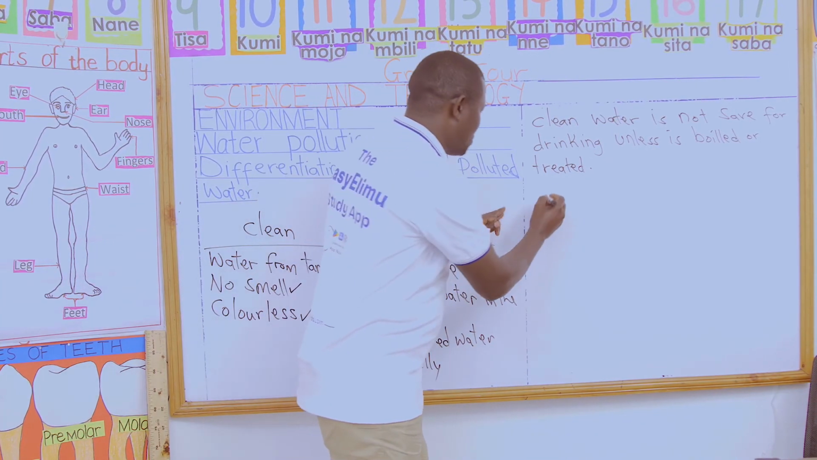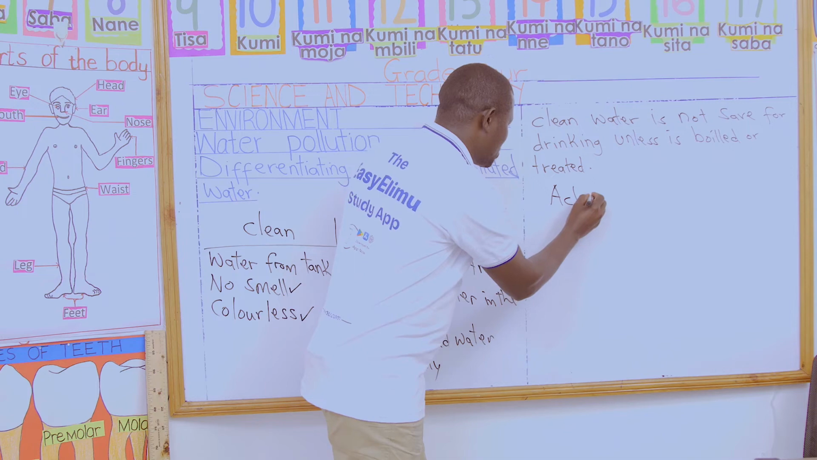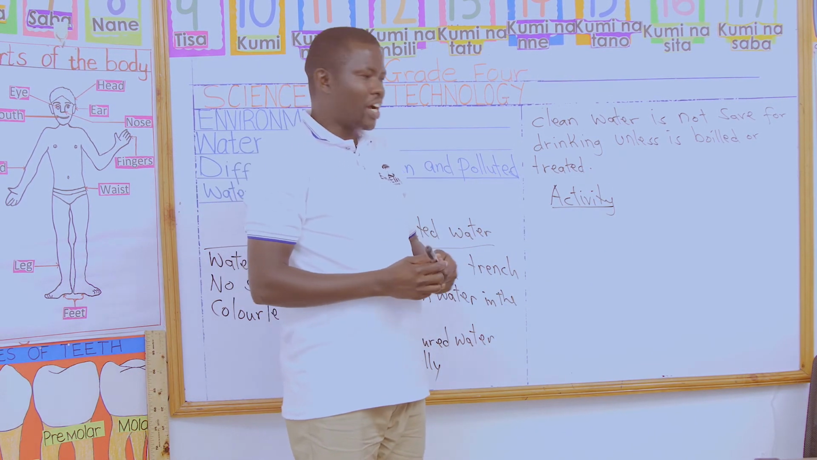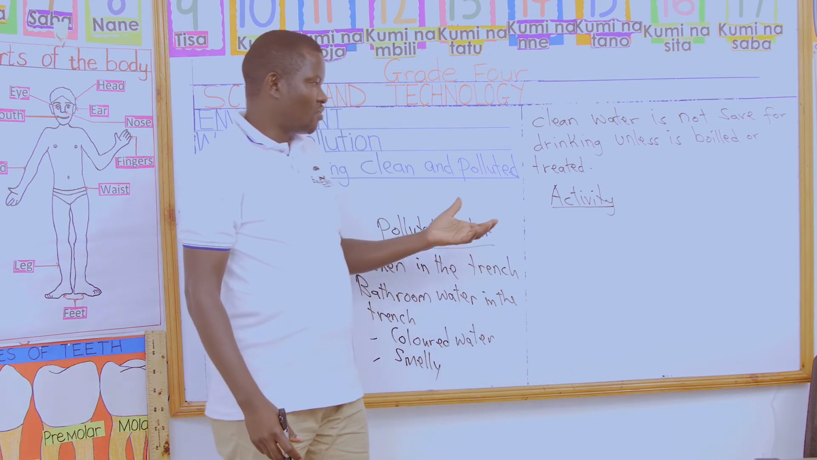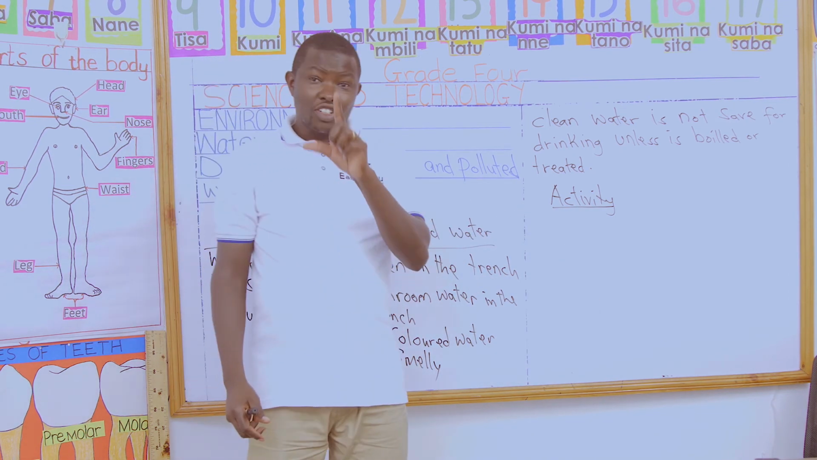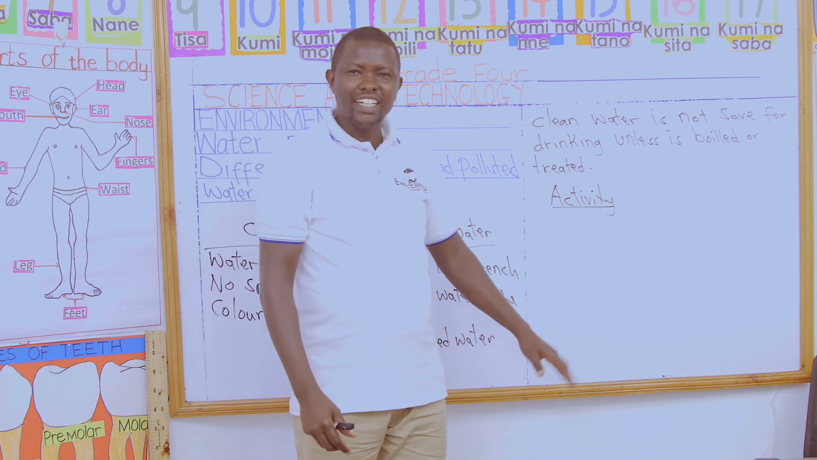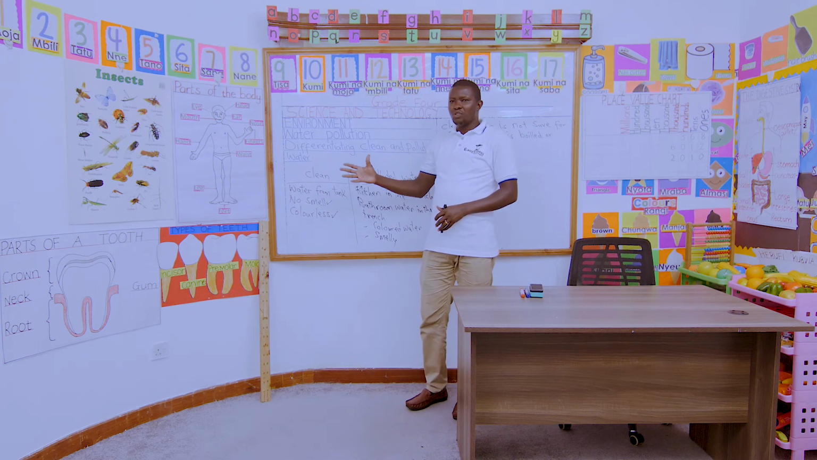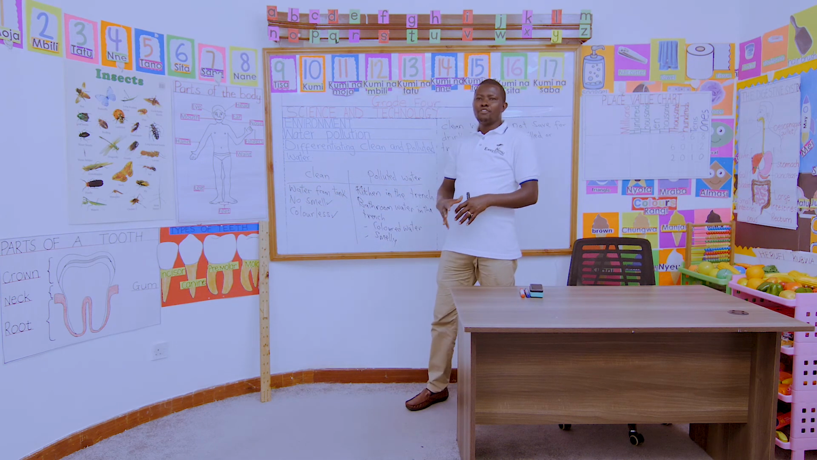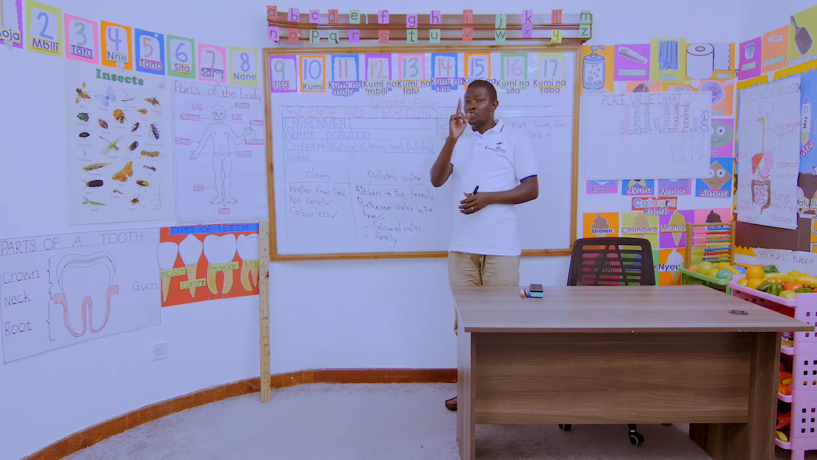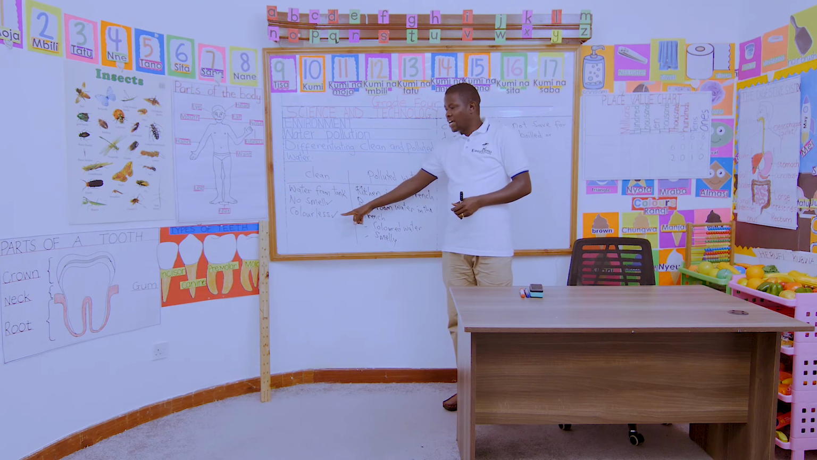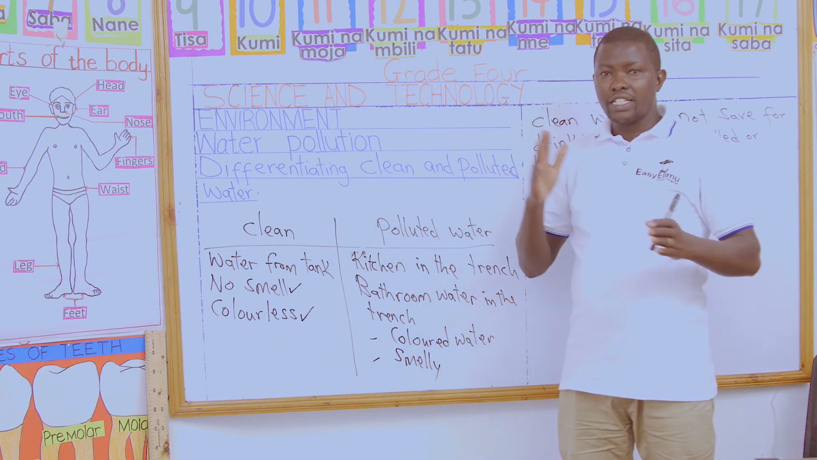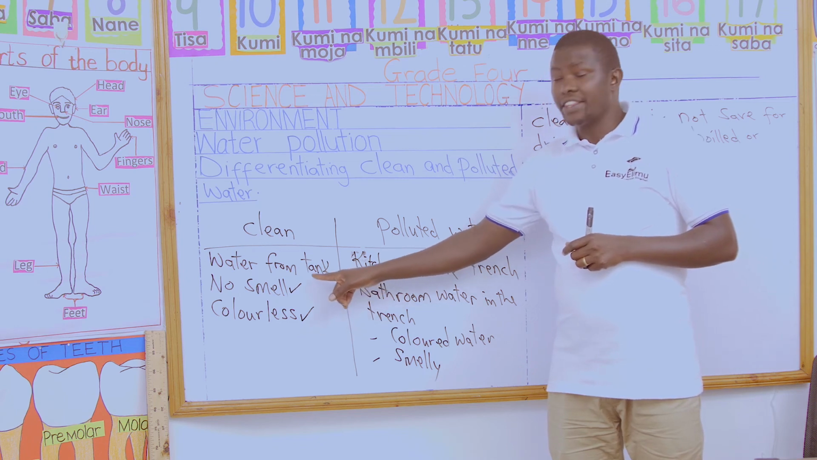Now, as we wind up our lesson, this is an activity for us to do as you go home. Remember, in our locality, we have rivers, sources of water. I would like you to take photos of polluted water and clean water, and you bring them tomorrow, or for the next lesson, you mount them in our portfolio for our future reference. Clean water, make sure you note the color of that water and the smell.